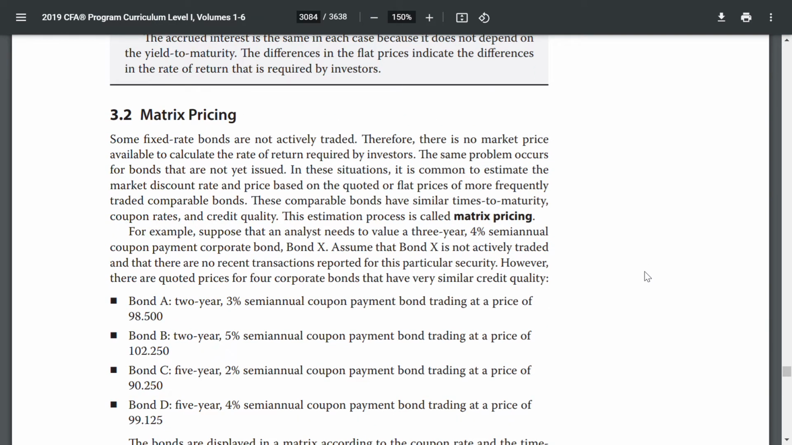Matrix pricing. Some fixed rate bonds are not actively traded, therefore there is no market price available to calculate the rate of return required by investors. The same problem occurs for bonds that are not yet issued. In these situations, it is common to estimate the market discount rate and price based on the quoted or flat price of more frequently traded comparable bonds. These comparable bonds have similar times to maturity, coupon rates, and credit quality. This estimation process is called matrix pricing.